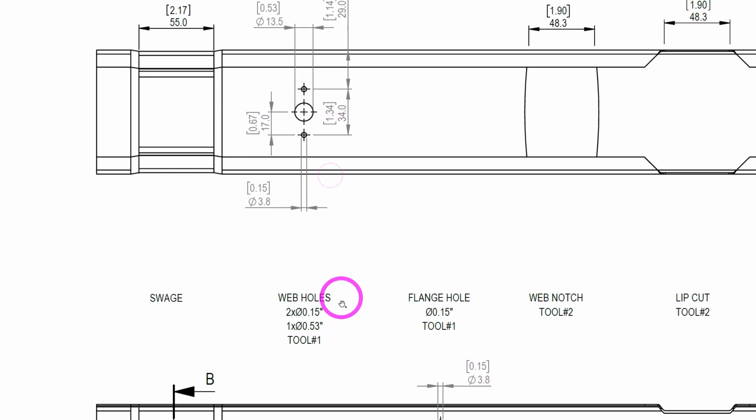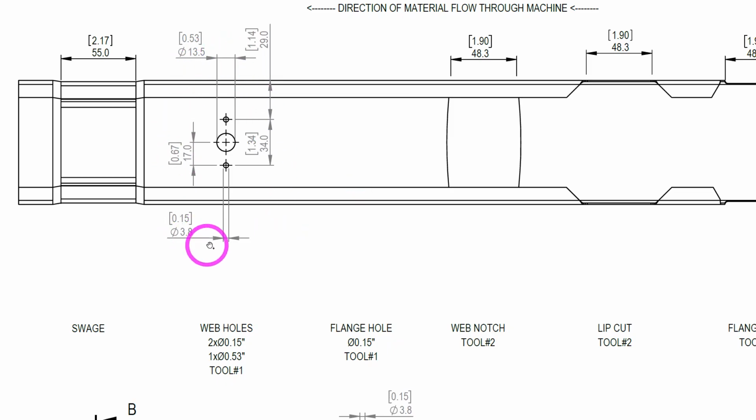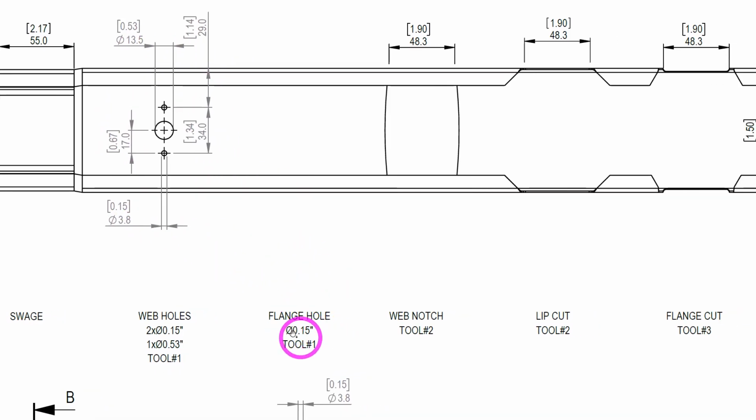We have web holes. So I can produce 1, 2, 3 holes in the web of our stud or stick. Those are all the numbers for that. I can produce a flange hole. You can't perceive a flange hole here because we're looking at the plan view. This is the web that we're looking at. The flanges are the two sides.